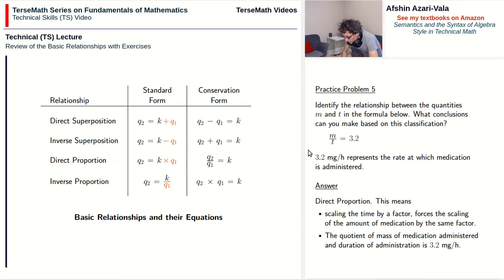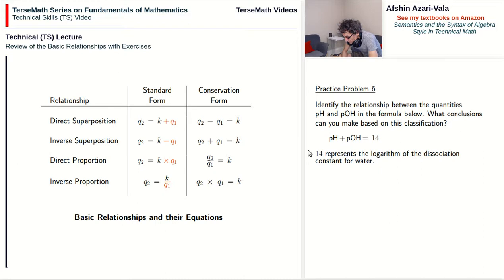Here comes the last problem. Identify the relationship between the quantities pH and pOH in the formula below. What conclusions can you make based on this classification? pH plus pOH is equal to 14. 14 represents the logarithm of the dissociation constant for water.